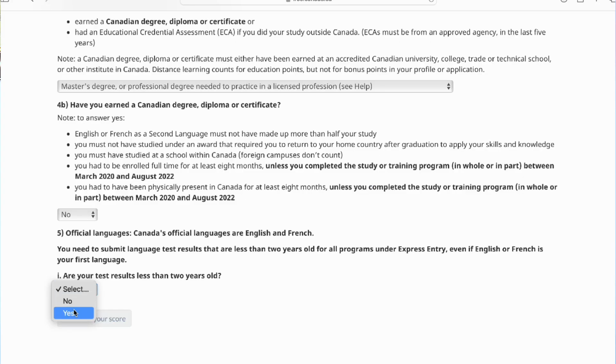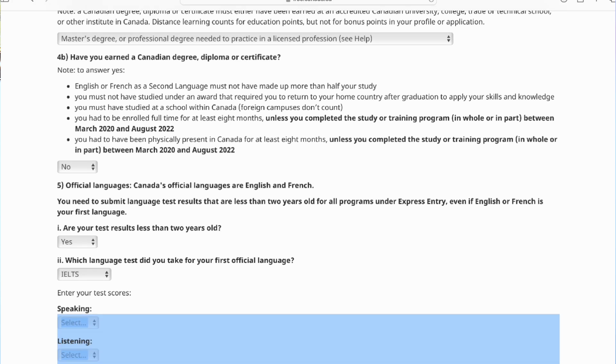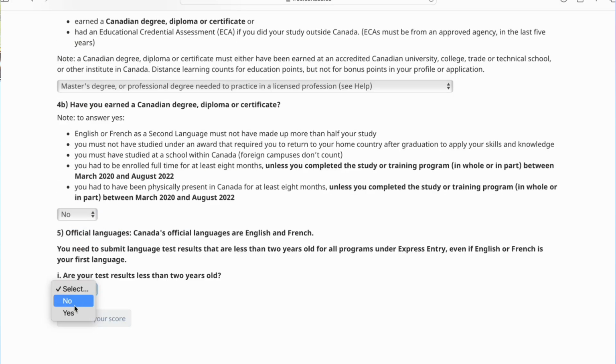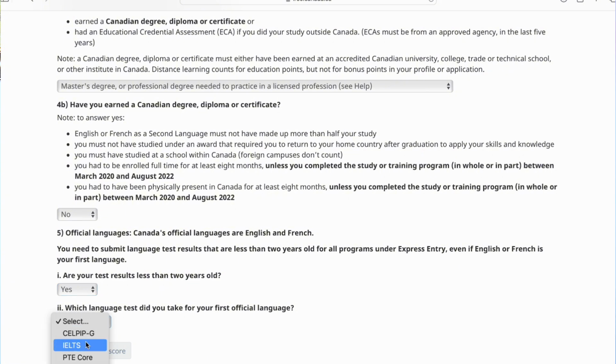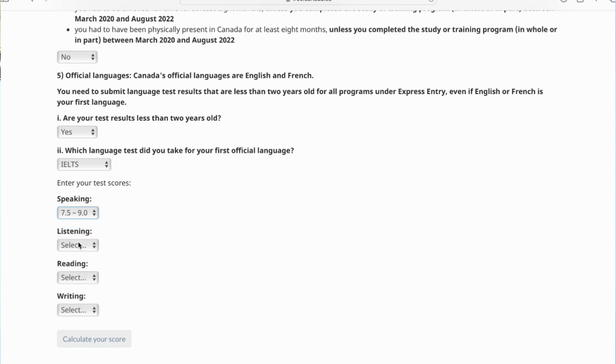So the next thing they ask about is official language. Canada's official languages are English and French. This is where the whole IELTS thing came in. They'll say you should select the first option, which is IELTS test result less than 2 years. I picked yes, because the validity of your IELTS for permanent residence is that it has to be less than 2 years. We don't know why, but it is what it is.